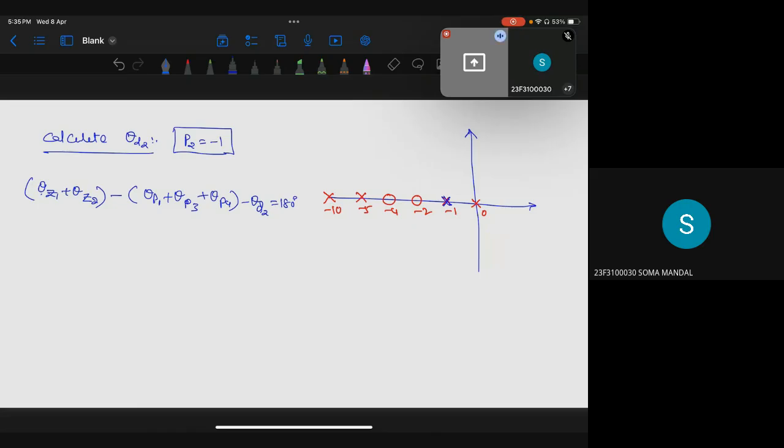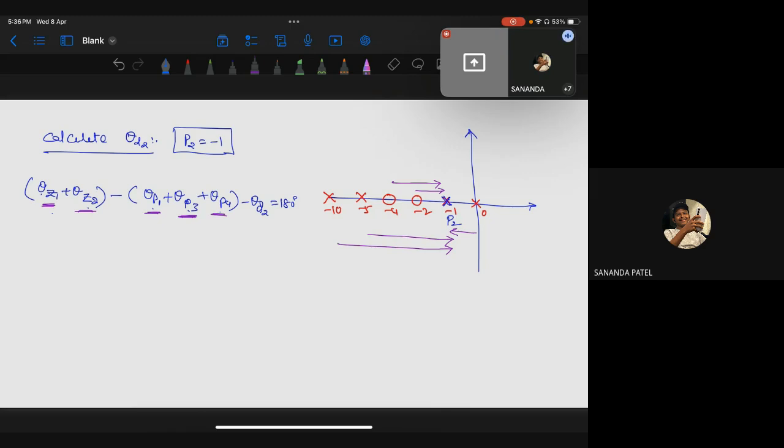Okay, now what is your P2? This is your P2. Now what are all these angles? Theta Z1, theta Z2, theta P1, theta P3, theta P4. They are like this. Theta Z1 is nothing but this one. Theta Z2 is nothing but this one. Theta P1 is this one, theta P3 is this one, theta P4 is this one. Is this clear?